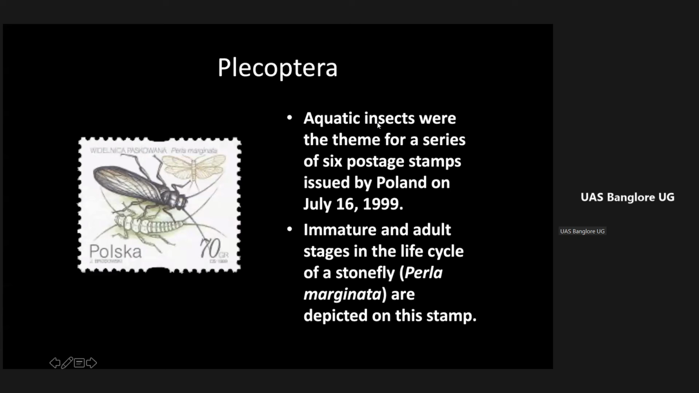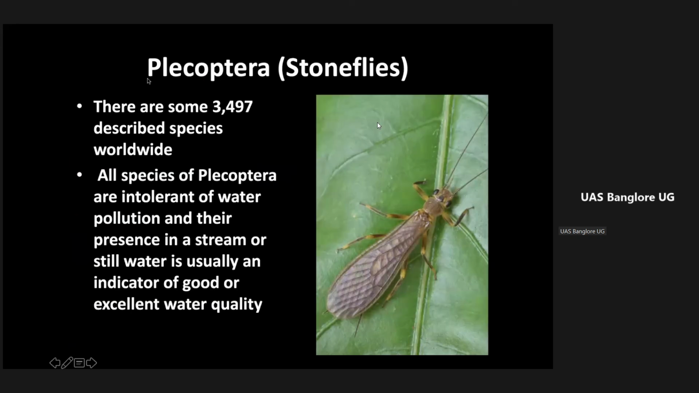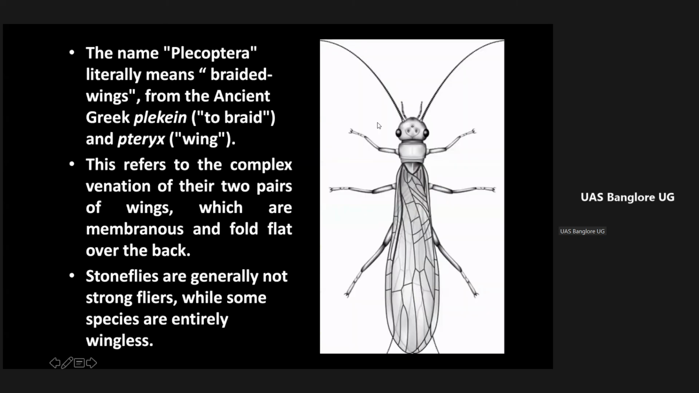Then coming to the next insect order, I think there are two more. I'll finish it off by another 10 minutes. We call it Plecoptera. Pleco means stone, ptera means wing. It is again one more aquatic insect order. Plecoptera is nothing but the stoneflies. They are present in the aquatic ecosystem. They are also used as an indicator for water pollution, because they cannot tolerate any pollution in the stream, and they act as a good indicator for the quality of water.